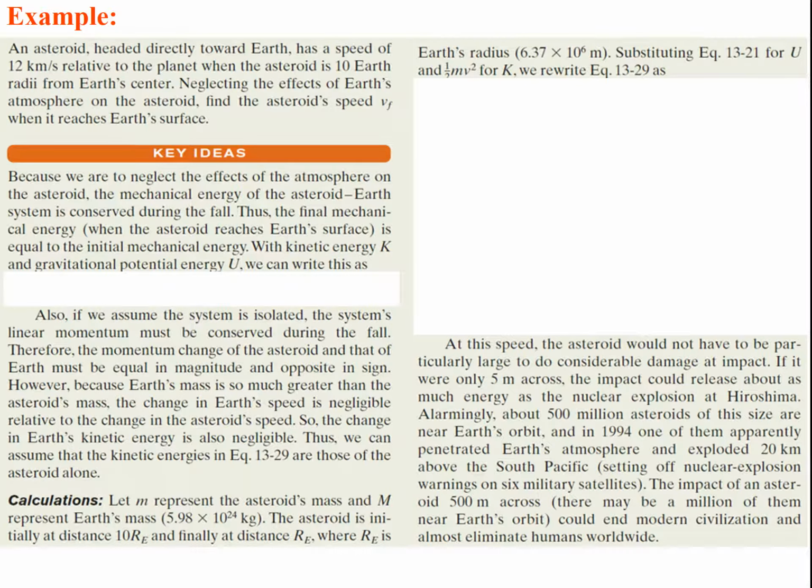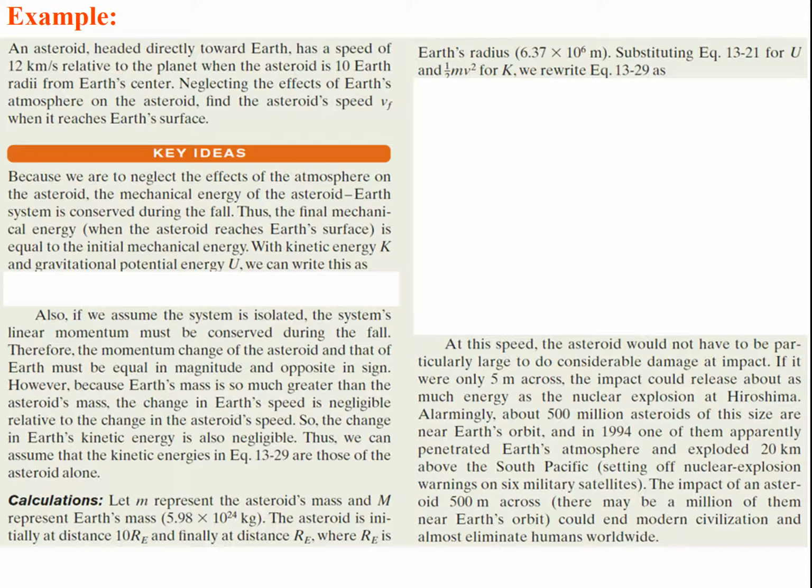All right, so let's go ahead and do an example. An asteroid headed directly towards Earth has a speed of 12 kilometers a second relative to the planet when the asteroid is 10 Earth's radii away from the center. Neglecting the effects of Earth's atmosphere on the asteroid, find the asteroid's speed, vf, when it reaches the Earth's surface.